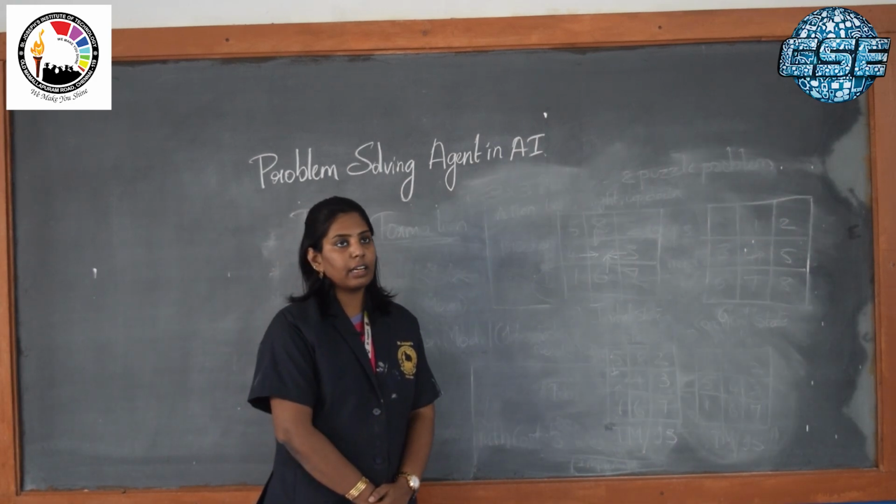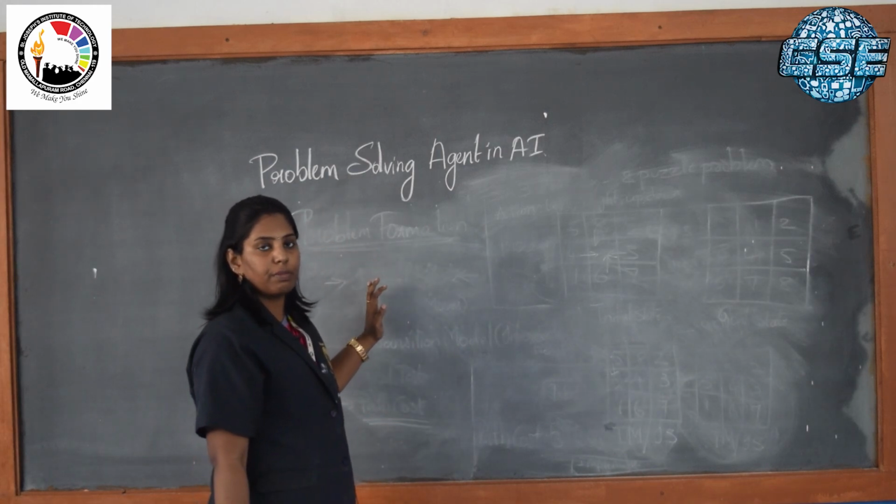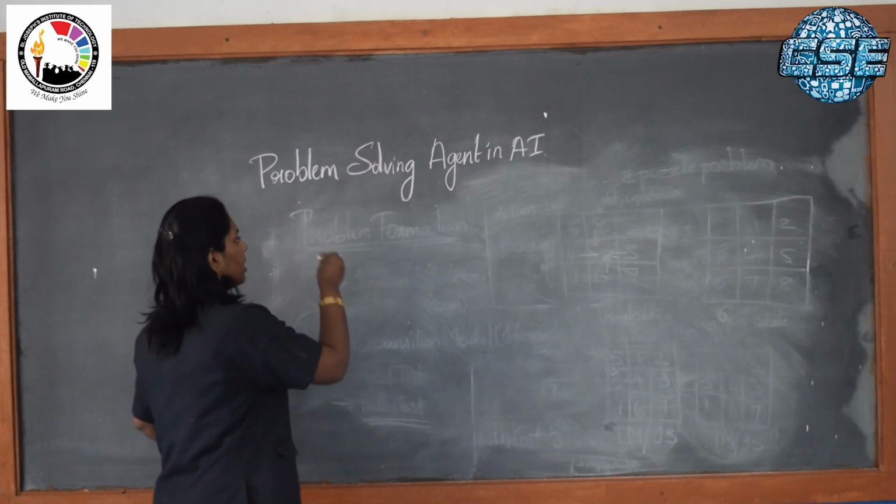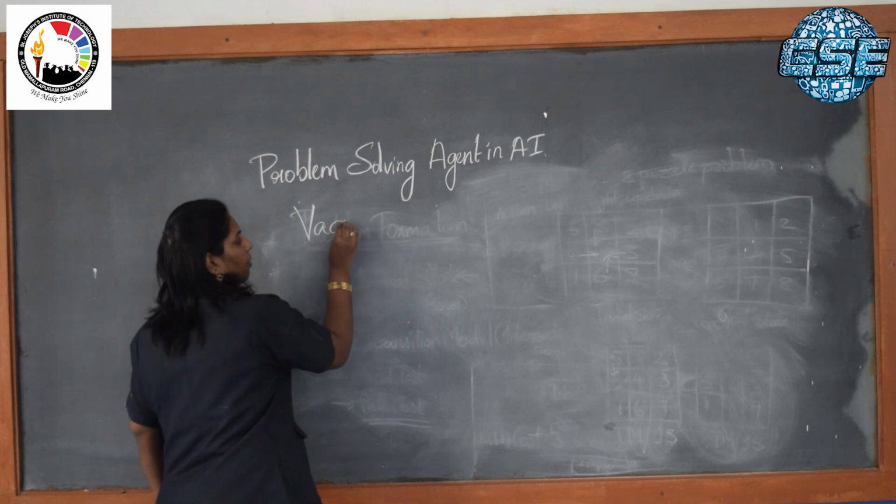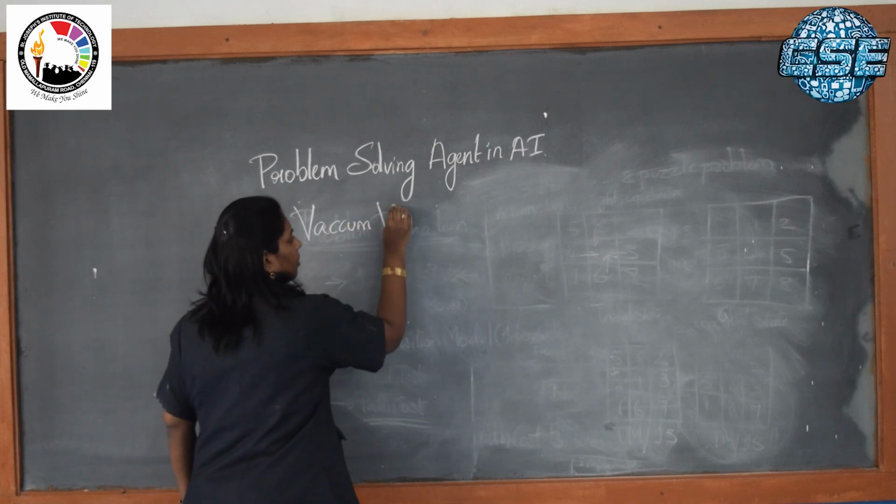Next, in problem solving agents, the next problem is the vacuum world problem.